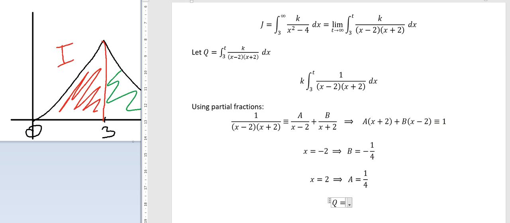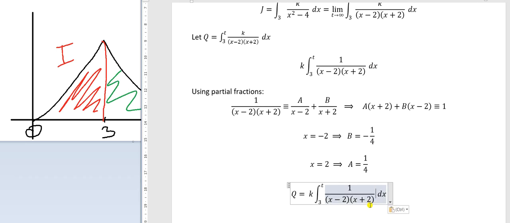And we can now say that q, our integral that we're trying to deal with, is not simply this, but can be written as a quarter over x minus 2 minus a quarter over x plus 2. And if that looks clunky to you, well, I definitely agree. I'm going to pull out that quarter from both of those and leave it as k over 4 in front. This will make it less likely that I mess something up as I do the next steps. So I've got k over 4, and I can now integrate directly.